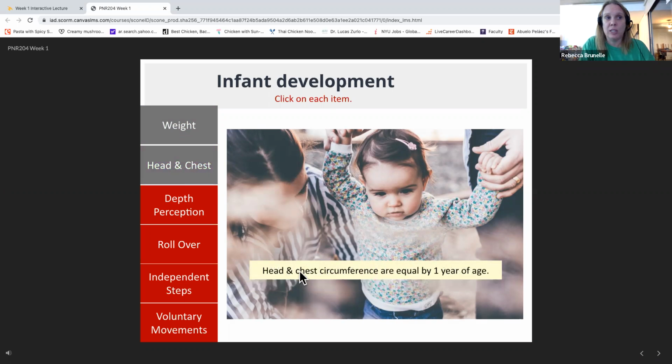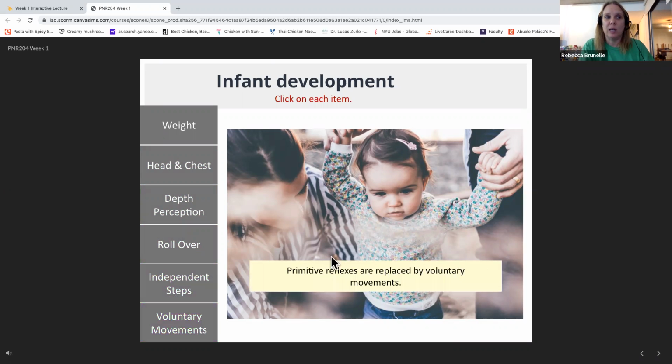Head and chest. So we talked about their head being really big. So the head and chest circumference are equal by 1 year. Depth perception, this is talking about their vision, starts to develop around 9 months. They start rolling over around 4 months. You would expect a 1-year-old to take independent steps, and they're born with primitive reflexes that then move on to voluntary movements.